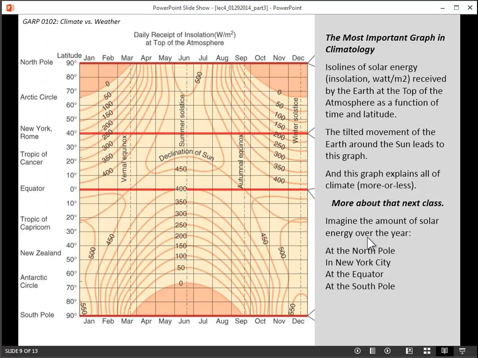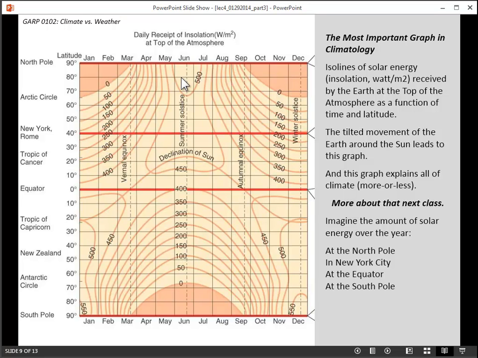And now I'm going to show you the most important graph in climatology. And once again, you have a handout for that. And it's also available online. Right? Now, this is a difficult graph. It's called daily receipt of insolation at the top of the atmosphere. So anytime you get a graph, especially a complex one such as this one, right, what you need to do is you have to pick it apart piece by piece.